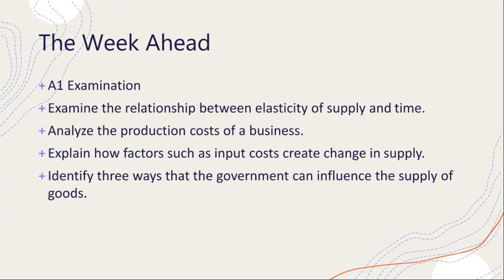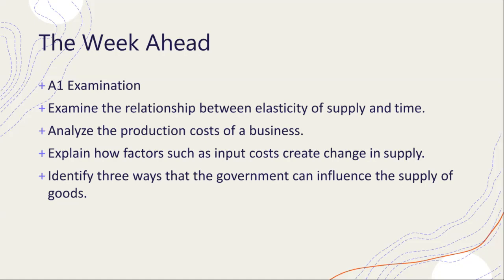So first, we will talk about the elasticity of supply and its relationship with time. Elasticity of supply measures how responsive the quantity supplied of a good is to changes in price. Over time, this relationship can vary. For example, in the short run, some businesses may struggle to adjust their production levels, making their supply inelastic. However, in the long run, they might be more adaptable and supply becomes more elastic.